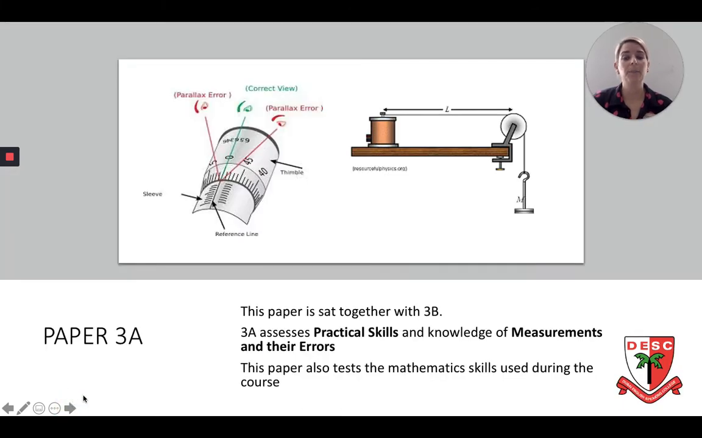Paper 3A. As mentioned, paper 3A we do together with paper 3B. Now 3A covers our practical skills, and it also covers the knowledge that we learn in measurements and their errors. During the course we do a lot of experiments. It is a requirement from AQA that we do a certain amount of experiments to link our theories to the practical application. We often say that physics is the practical application of mathematics, and this is a way for students to see the link between theories and real life. In this paper, the students will also be tested on their mathematical understanding, which we practice throughout the course.